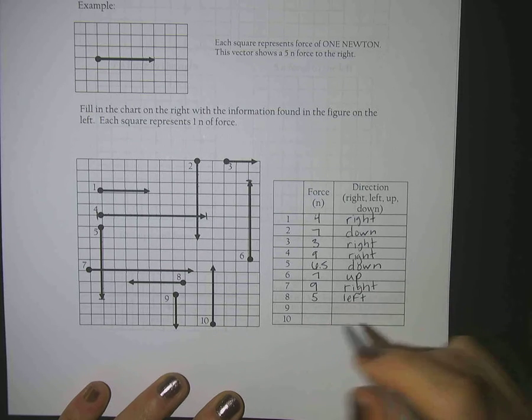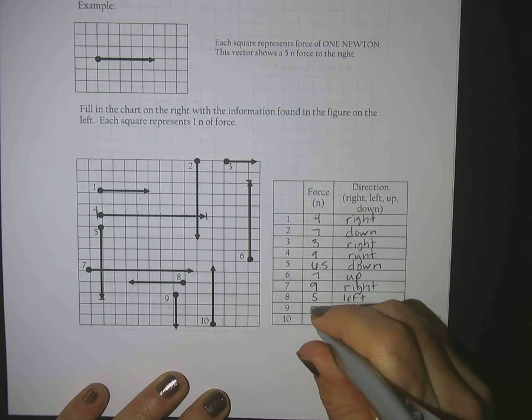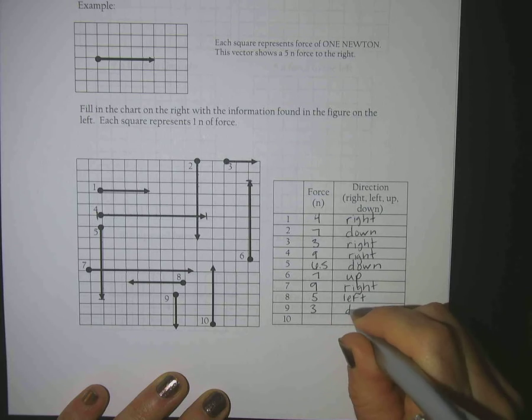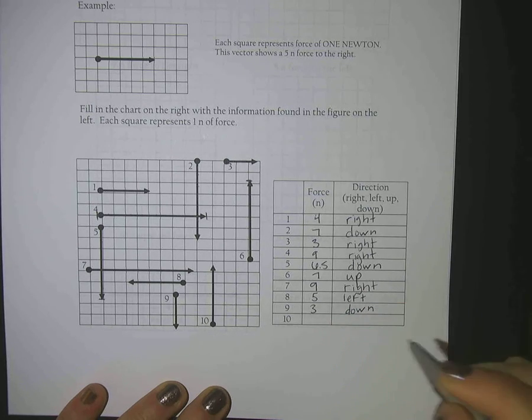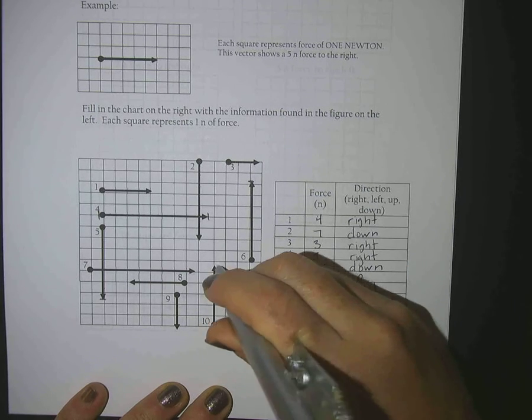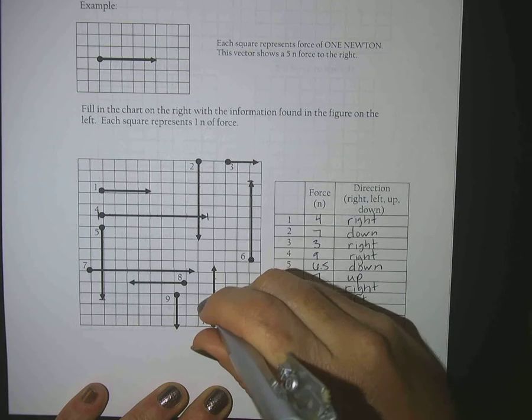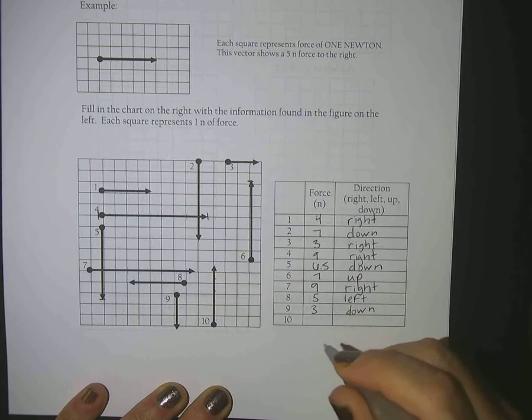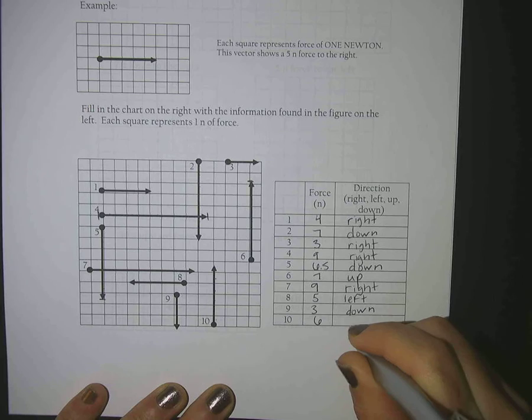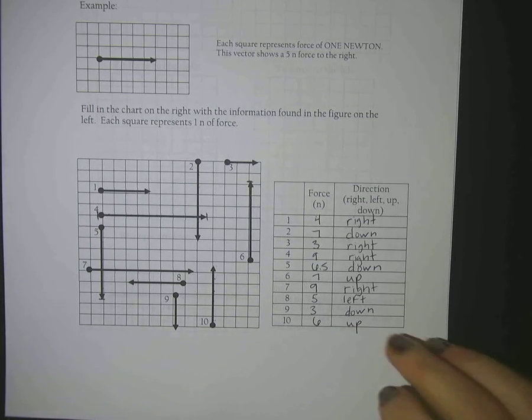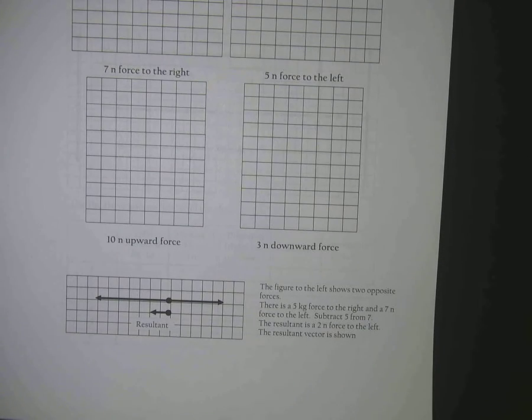Number 9. How many? Which way? 3 down. And number 10. 1, 2, 3, 4, 5. I'm going to say 6 because the arrow's in the 6 box. Up. All right, now where you guys have not been yet. Not getting difficult until the next page.